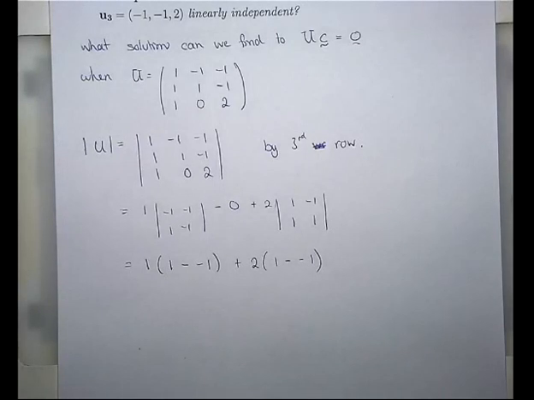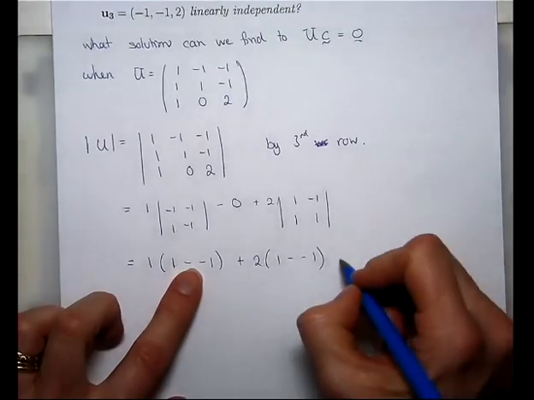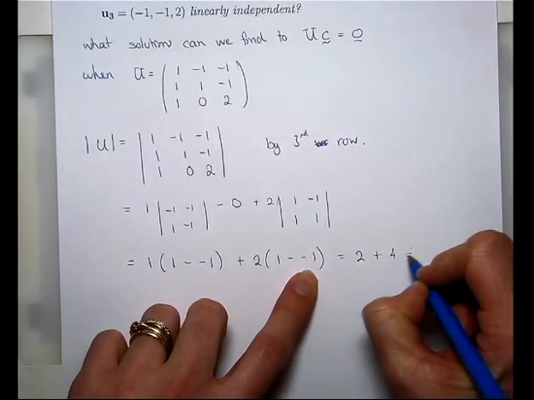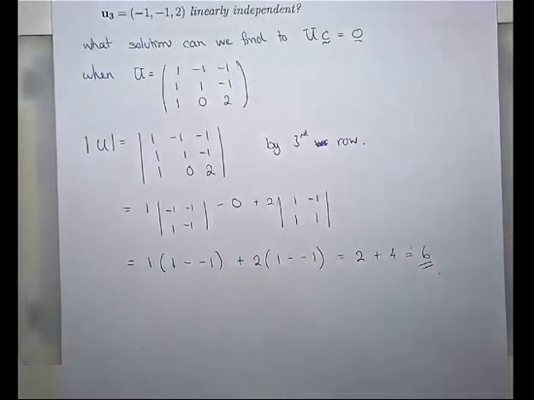Be really careful with your signs when you're finding determinants, and be really careful with your brackets. It's not quite so important here, but we're going to do determinants with parameters eventually, and then it becomes really important. Be very careful with your signs and your brackets. So this looks like 2, and this one looks like 4, 6. Okay, the determinant's not equal to 0.